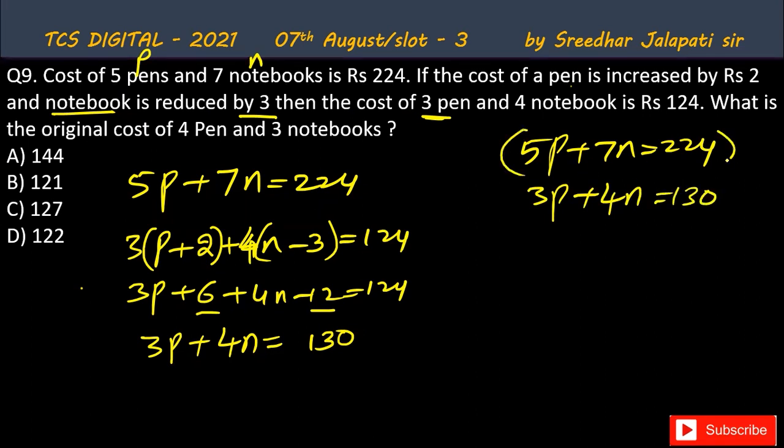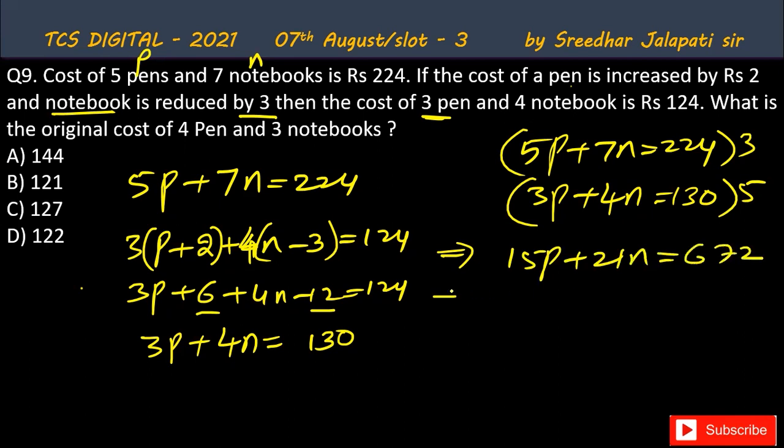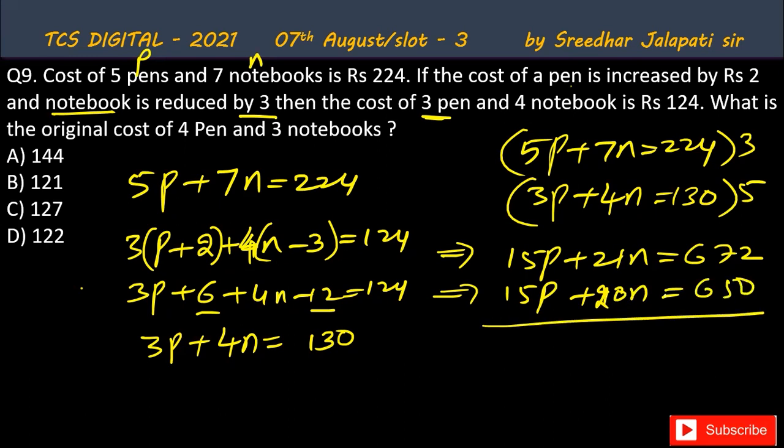I am multiplying the first equation by 3 and the second equation by 5 to make the p coefficients the same. So the first equation becomes 15p plus 21n is equal to 672. The second equation also becomes 15p plus 4 fives, 20n is equal to 650. On further simplification, 15p minus 15p gets cancelled, and n is equal to 22.